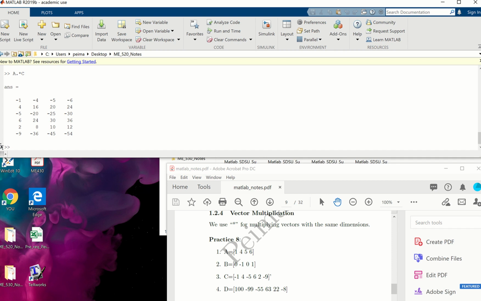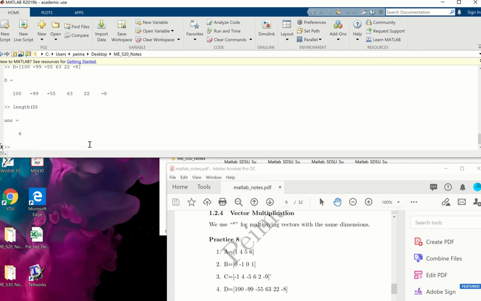Now if I go to part 4, as you see here, D is 100, minus 99, minus 55, 63, 22, and minus 8. That's right. And this is a row. The length of D, as we see, but you can do it by the length command I told you in part 3, is 6.